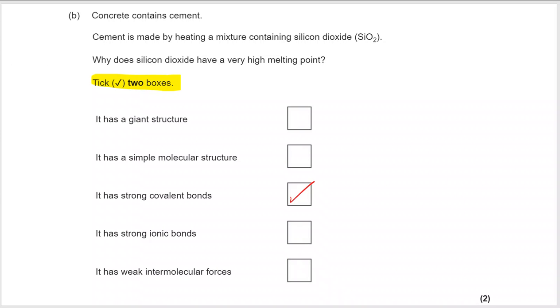It has strong covalent bonds. We actually know it's covalent because it's 2 non-metals. That means we can disregard ionic. Because it's a giant covalent with a high melting point, we can disregard weak intermolecular forces. And we also know it's not simple molecular. So that leaves us with the giant structure.